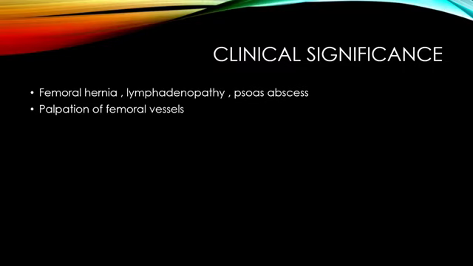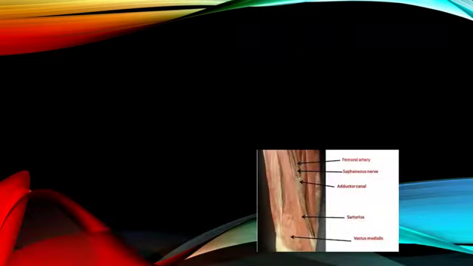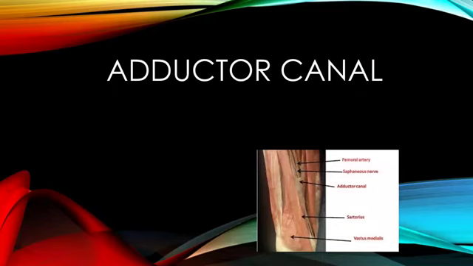So the femoral triangle is a place where femoral hernia, lymphadenopathy, and psoas abscess occur frequently, because of which it is an important place which requires critical treatment if any of these diseases happen to occur. And also, if we have to palpate any of the femoral vessels, then the best place to look for them is the femoral triangle.